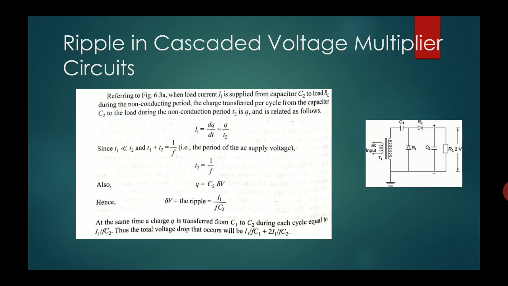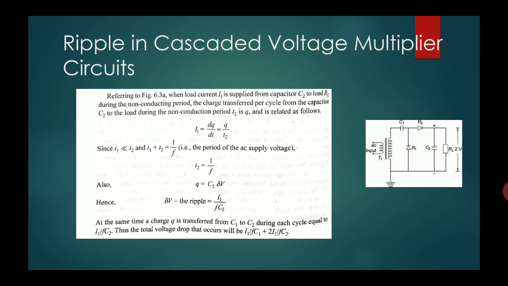When the load current I1 is supplied by the capacitor C2 to the load RL, you can see on the right hand side the load current I1. The load current I1 is supplied from the capacitor C2 to the load RL during the non-conducting period. The charge transferred per cycle from the capacitor C2 to the load during the non-conductive period T2 is Q. So I1 becomes dQ by dt or almost Q by T2.